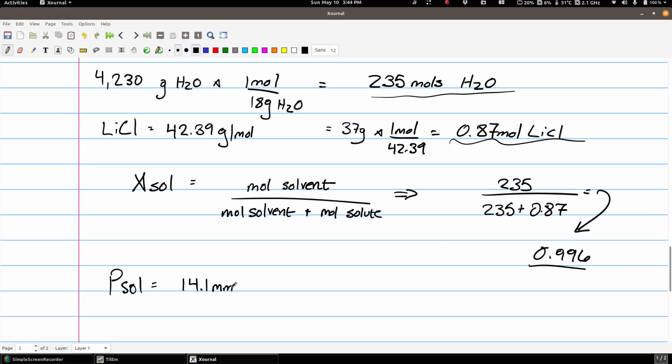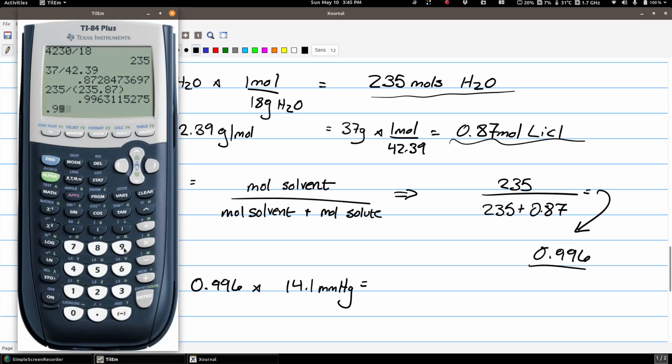14.1 millimeters of mercury times 0.996. And technically I wrote this backwards, so let me rewrite this. 0.996 times 14.1 millimeters of mercury. And then we'll plug this in the calculator. So our new pressure is 14.04.